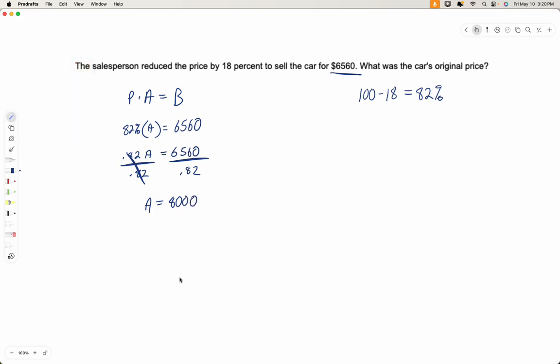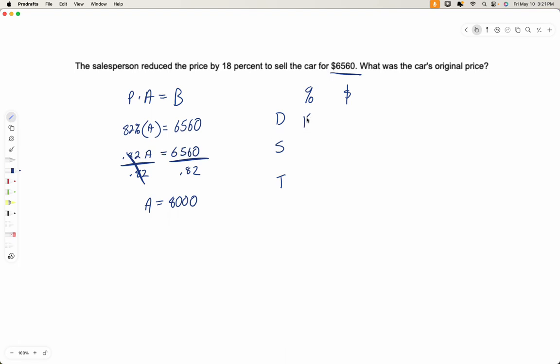All right, that is one way to do the problem. And if you notice, it's very quick. It doesn't require very much setup. The other way to do the problem is to use your proportion table. And that would help you wrap your head around it just a little bit more. You would have your percent, and then you'd have your dollar amount. And you would have the total price, and you would have the sale price, and then you'd have the discount.